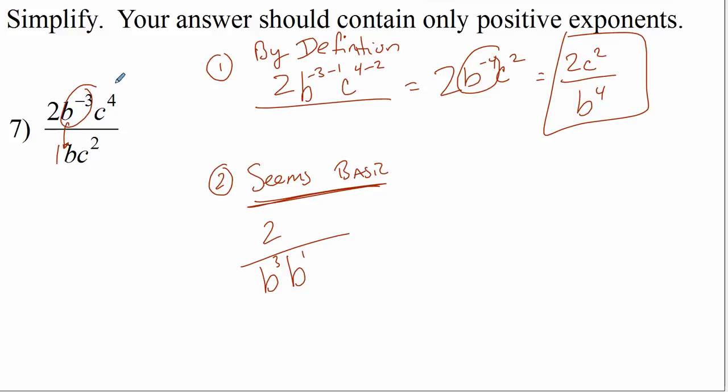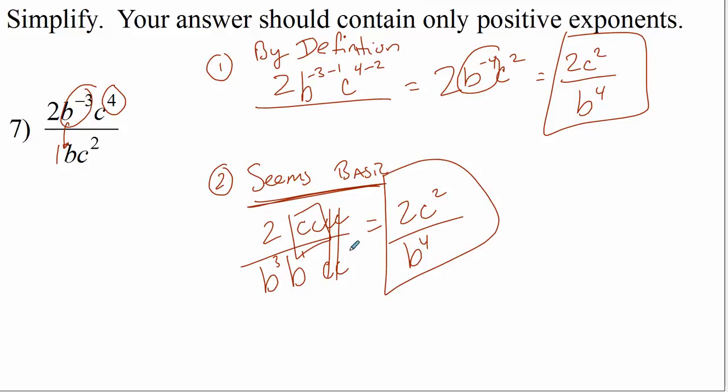So how many do they have in common? They have 2 of them in common. And because this is bigger, let's think about this. I have c, c, c, c, 4 of them, over c, c. Well, how many do they have in common? 1, 2. So that means I have 2 left on top, over b to the 3 and b to the 1. How many do they have total? b to the 4. That's another way to do it.